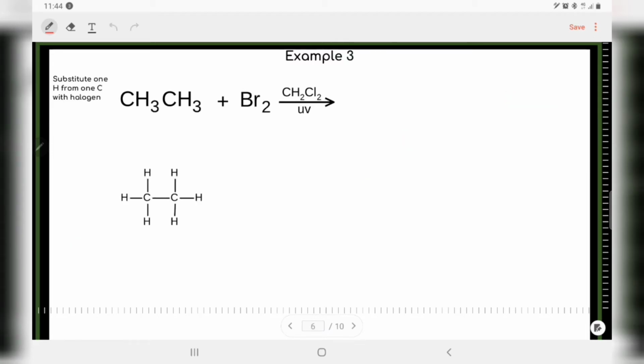Halogenation, we can also substitute one hydrogen with one Br. So Br is another type of halogen. So here we will remove hydrogen from carbon number 1, or you can remove from carbon number 2, but the main product is the same. So we remove from carbon number 1 and substitute with bromine. So we will get CH2Br CH3 and the side product is HBr.